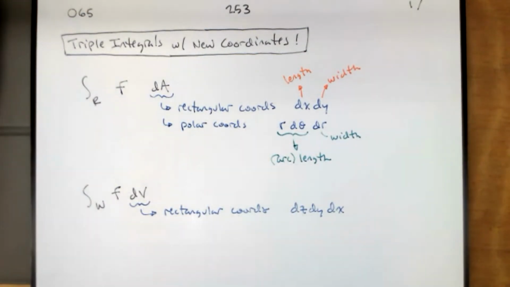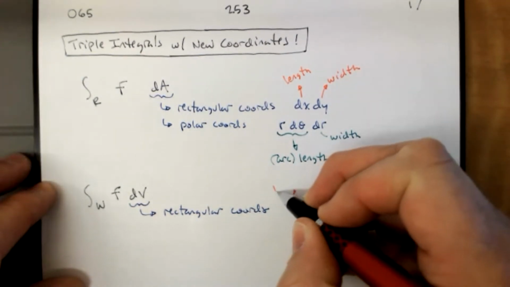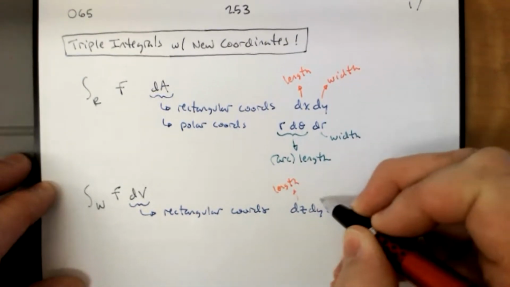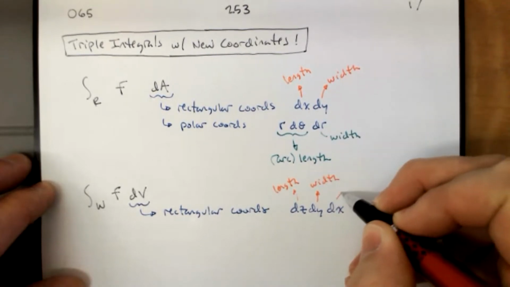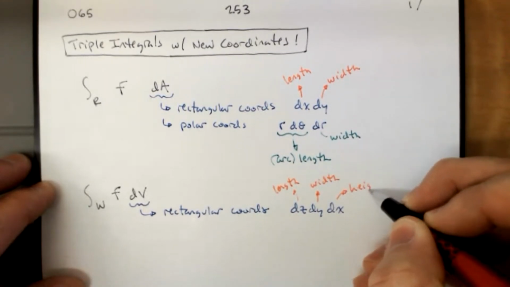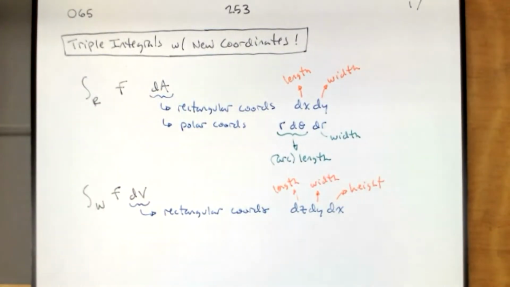And this works out. This makes a volume because dz is a length. dy can be the width. And dx can be a height. Length times width times height, that's what gives us a volume. It's a little box in which we're evaluating the function. It's saying the function is constant throughout this little box, dx, dy, dz.